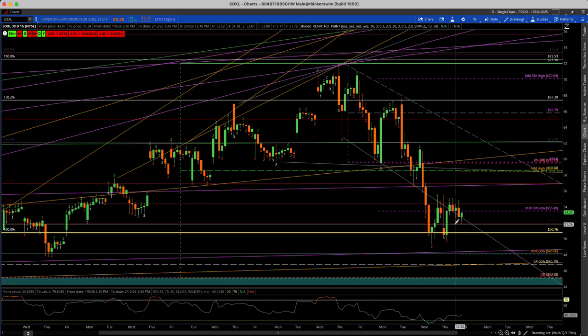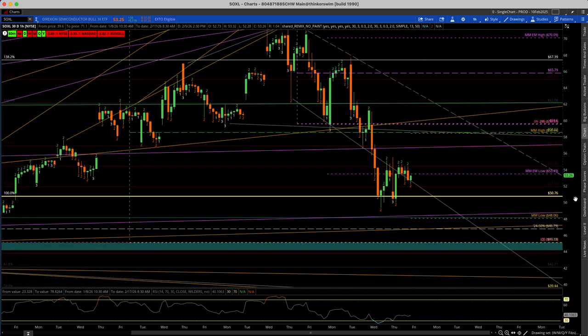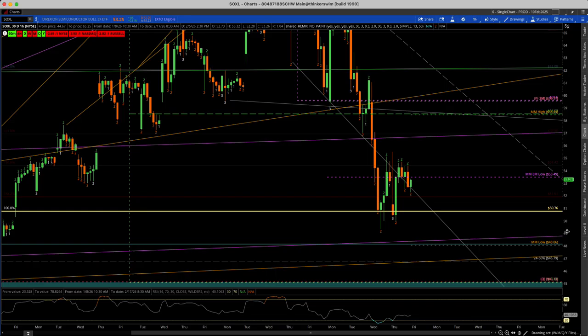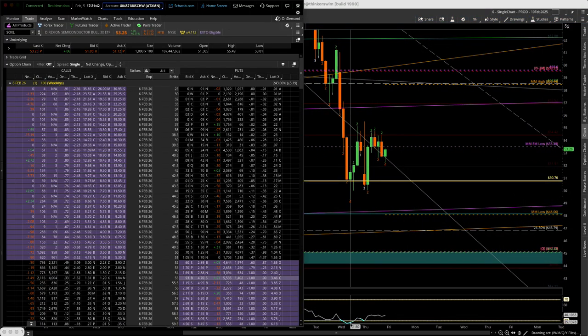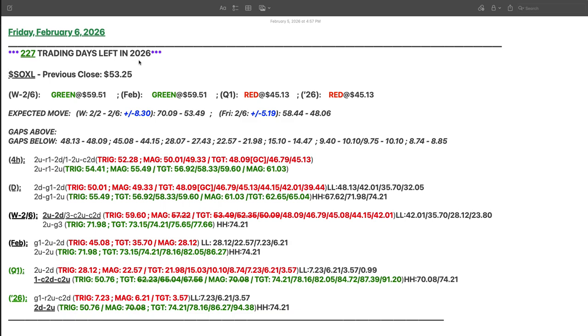Let's go ahead and take a look at the market maker's expected move for Friday, February 6th. And to do that, let's go ahead and bring up our options chain. So here's Thinkorswim. And looking at the options chain for February 6th, we go over here to the right, and we've got a number in parentheses that's plus or minus $5.19. So the market makers are expecting a plus or minus $5.19 move from the close price on Thursday, which is 53.25. Right. So let's go to our notes real quick.